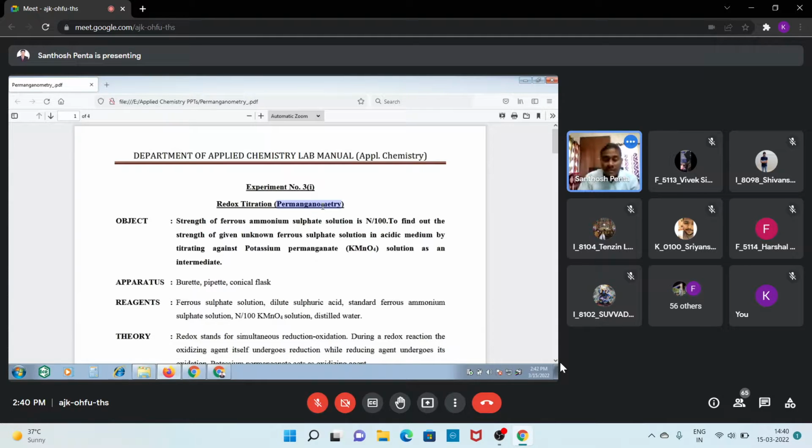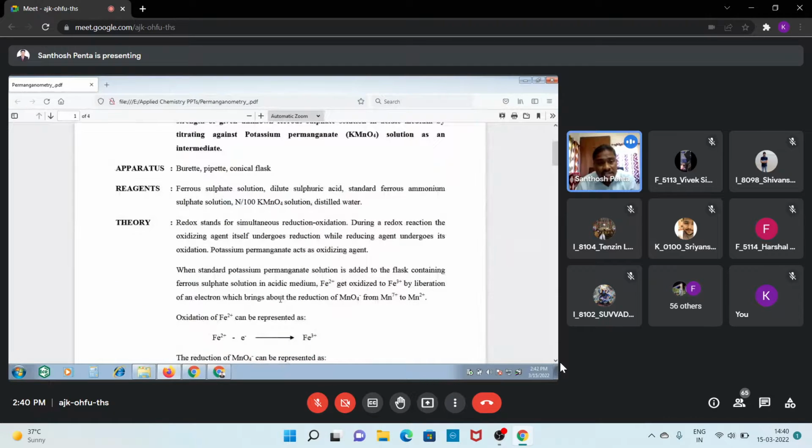Okay, that's fine. Now, what is happening here? As we studied, this is a redox titration. So how is it called a redox titration? What is the theory, or what is the chemistry involved in this titration? That we are going to discuss.